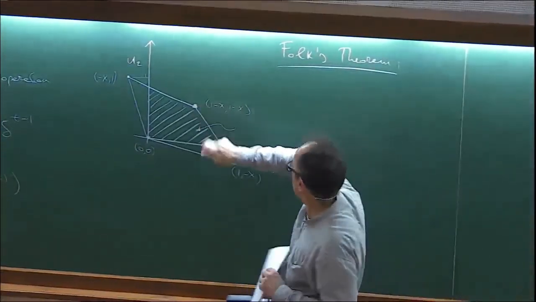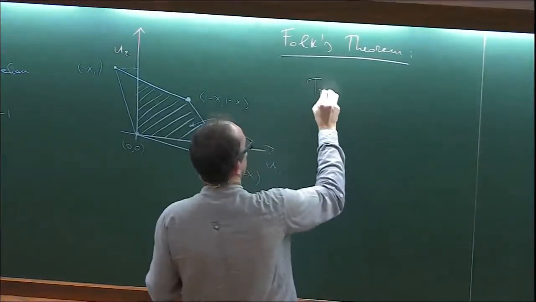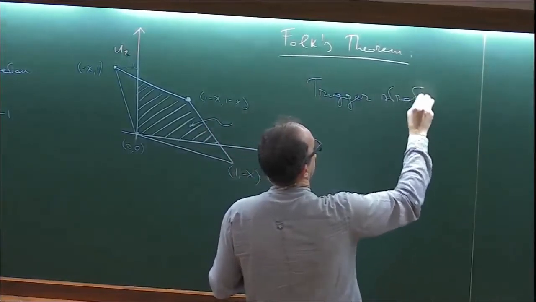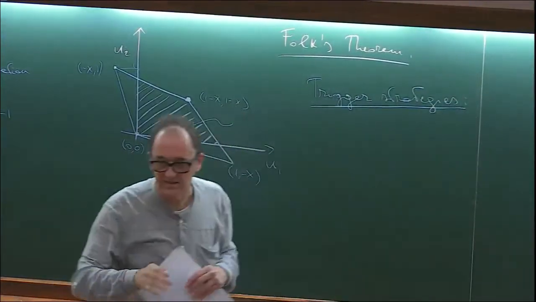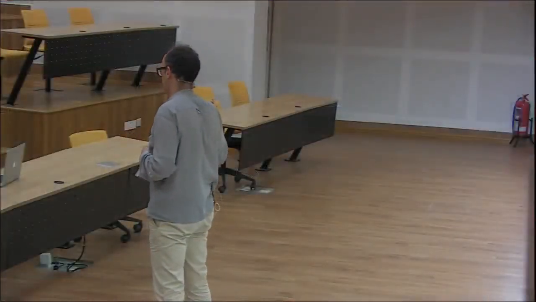And how do you achieve this? With what are called trigger strategies. So imagine that the two players can talk to each other, and player one can say to player two, I'm going to start cooperating. I will go on cooperating as long as you cooperate. As soon as you defect, I will defect forever. Okay?